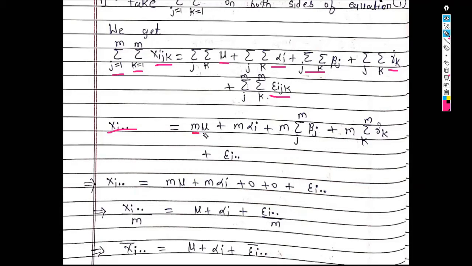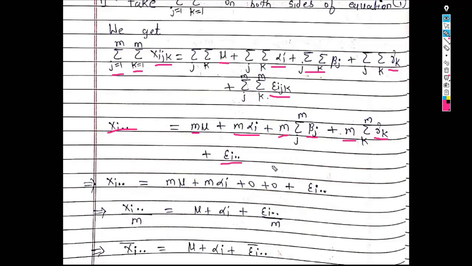Now mu is a constant term, so summation over j and summation over k gives m. So we get m times mu, plus alpha i, which depends only on i, so summing over j and k gives m times alpha i, plus beta j: summation over k gives m, and we take the summation over j of beta j, plus here also we get m times summation over k of gamma k, plus, when we take summation over j and k of epsilon ijk, we get epsilon i dot dot.